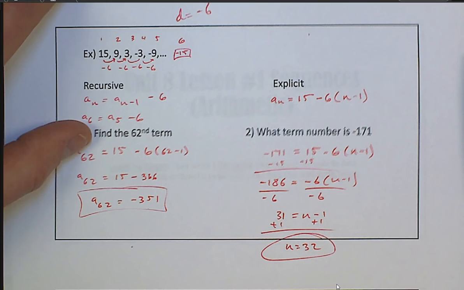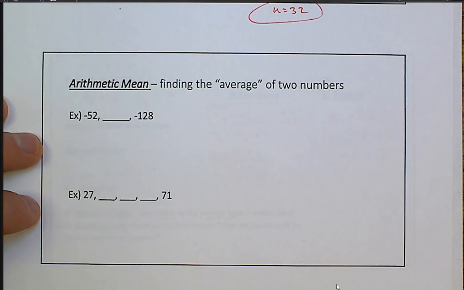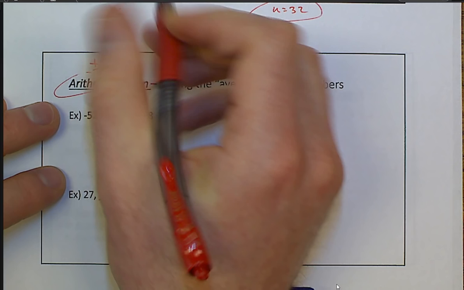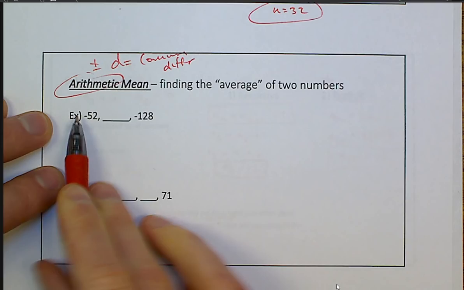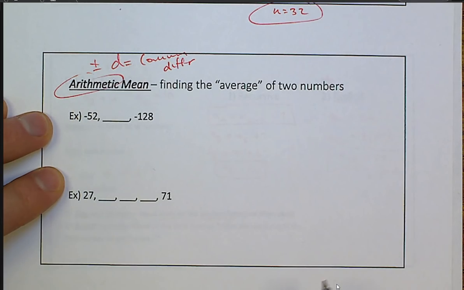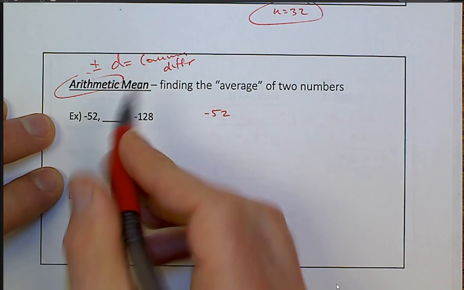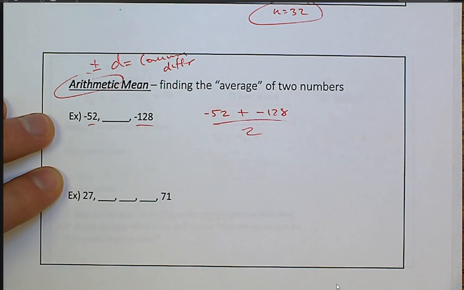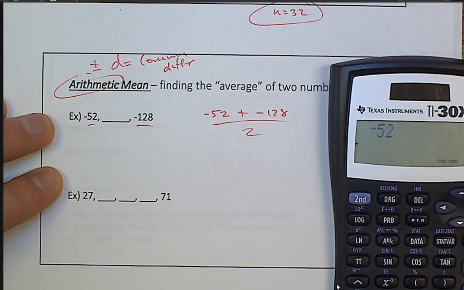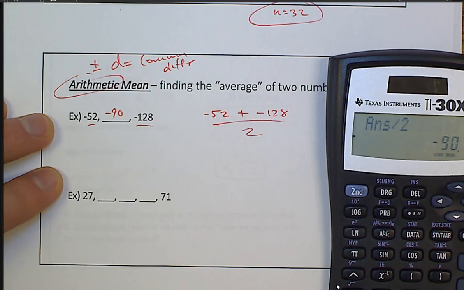All right, the very last thing, you already know how to do this, so I'll go very quickly here. Arithmetic mean basically just means finding the average of two numbers. Remember, arithmetic means adding or subtracting, which is D. We call that the common difference, right? So to find the arithmetic mean is just finding the mean of two numbers. All you're going to do is take the two numbers that are given to you here. So I'm asking you, what's the arithmetic mean between negative 52 and negative 128? You would just add these together and divide by 2. So it's basically average. Negative 52 plus negative 128 equals, divide that by 2, and you get negative 90. And that's the average between those two.